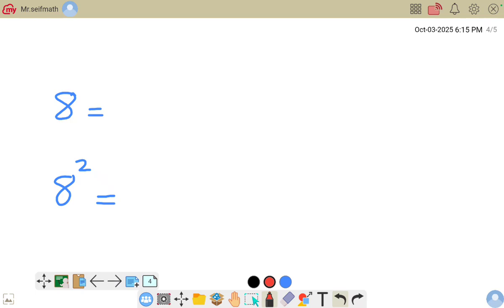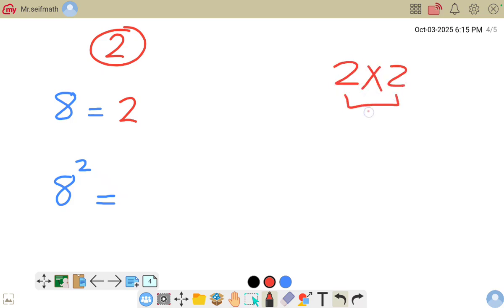Let's take another example. If I want to write this as a power of 2, how to write it as a power of 2? Okay, 8 equals 2 power what? I know that 2 multiplied by 2 equals 4. Then if I multiply another 2, it will equal 8. 4 times 2 will equal 8. So 8 equals 2 power 3.